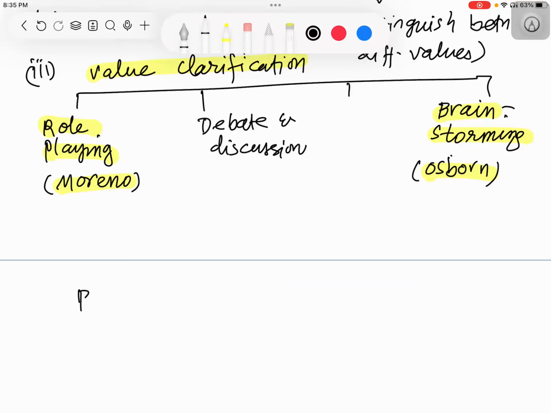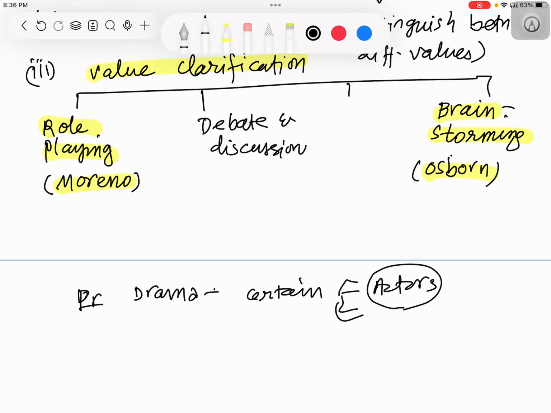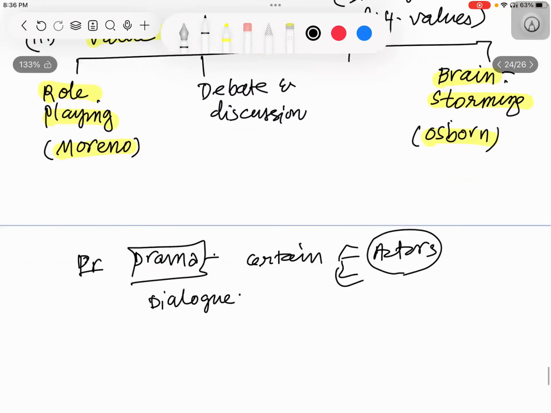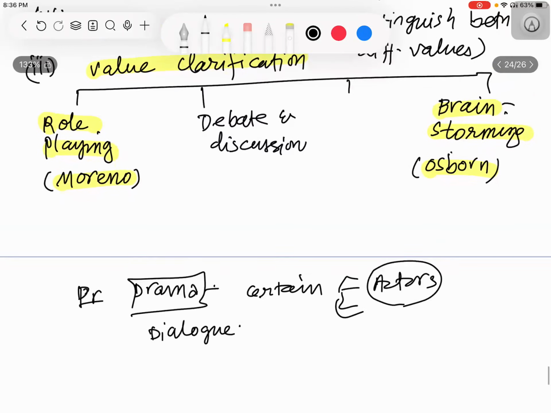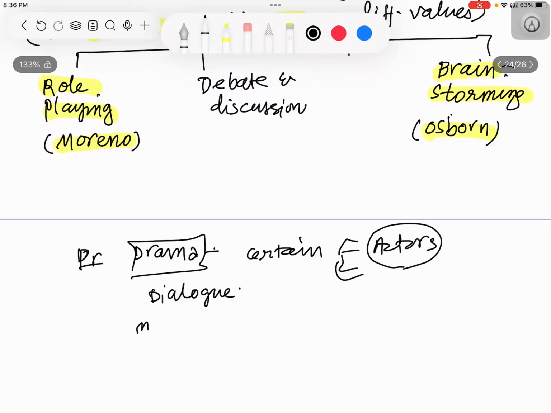There will be a person into whom we want to inculcate a value, and we tell them, you play a certain role. Okay. And there will be other supporting actors who will try to complement this person. And through this drama or dialogue, the person at the end of the drama will understand what the different values were, and mental clarity will also come.